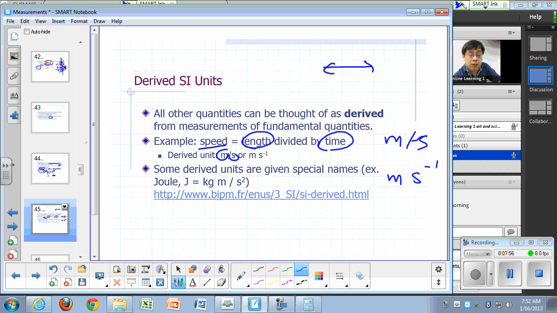Now, some derived units are given special names in the SI system. For example, the unit of energy, which is really a combination of kilograms times meters squared divided by seconds squared, is given a special name called a joule. All of these units in the SI system have an official abbreviation, and the official abbreviation for joule is capital J.